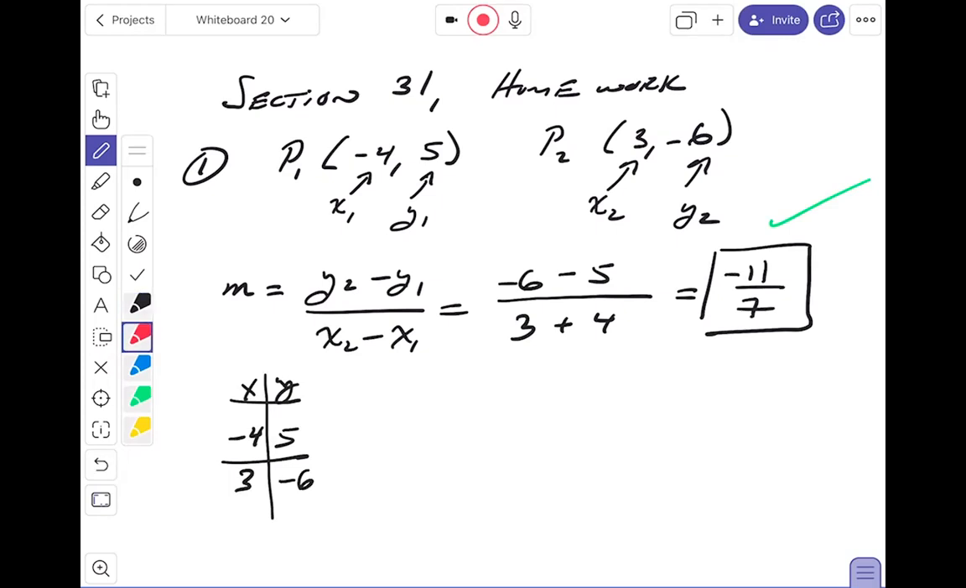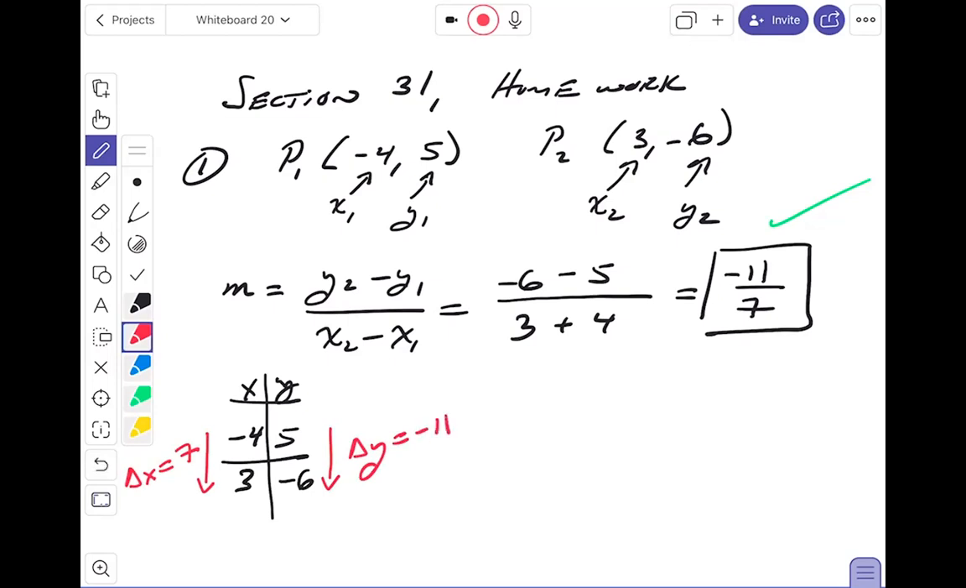I'm going to talk about delta x, and I'm going to talk about delta y. All right, so delta x, I'm going from minus 4 to 3. I hope you realize that's up 7 units. I'm looking at the delta y. If you're at 5 and you went down to minus 6, right? You went down 11 units.